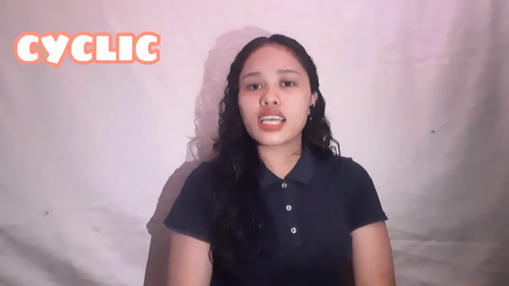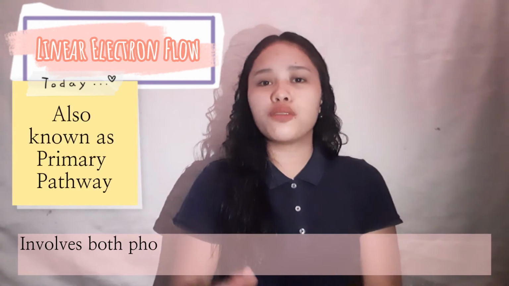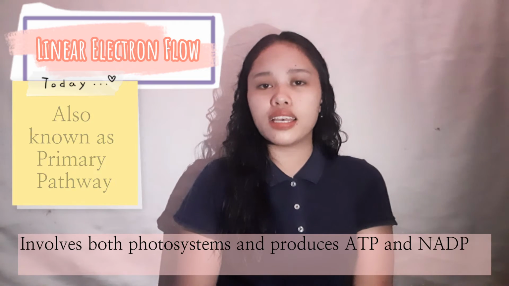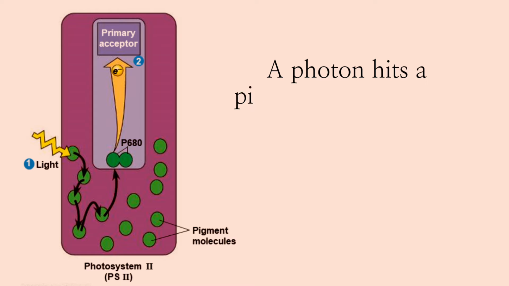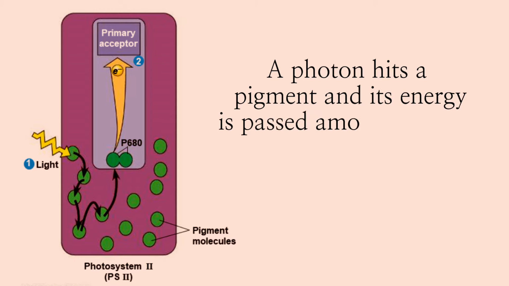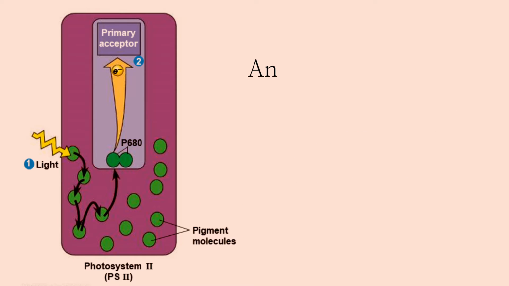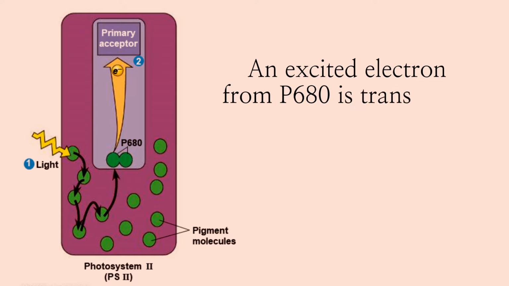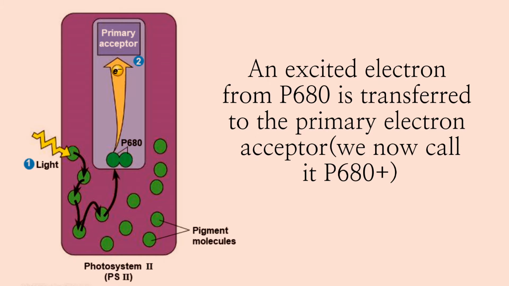During the light reactions, there are two possible routes for electron flow, the cyclic and linear. Linear electron flow, also known as the primary pathway, involves both photosystems and produces ATP and NADPH using light energy. A photon hits a pigment and its energy is passed among pigment molecules until it excites P680. An excited electron from P680 is transferred to the primary electron acceptor. We now call it P680+.